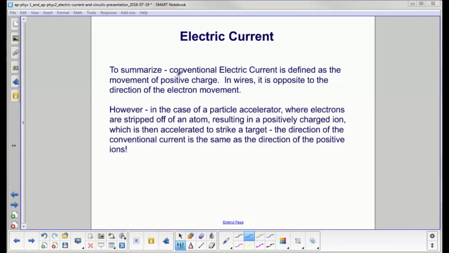Summarizing, conventional electric current is defined as the movement of positive charge. Even when in wires, what's physically happening are electrons are moving in the opposite direction. But if you have a particle accelerator, where the electrons are stripped off of an atom, making it a positive ion, which is then accelerated to strike a target. They do this in nuclear physics and particle physics all the time. The direction of the conventional current is the same as the direction for the positive ions.